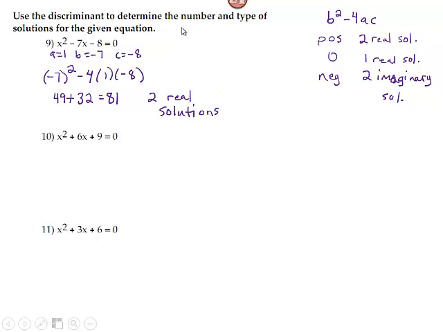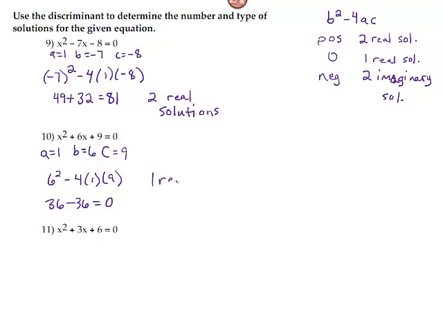So again, here you could pause the video and try these next 2 on your own to see how you do, and then start the video back up once you see b squared minus 4ac. So that's 36 minus 36, which is 0. That's 1 real solution.